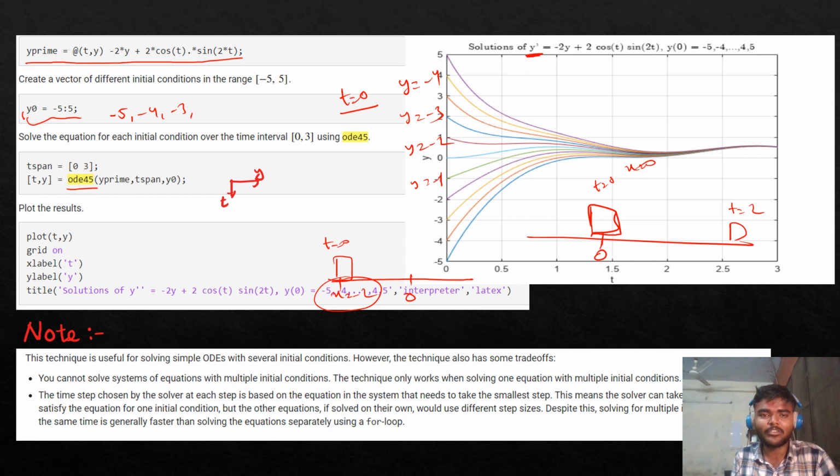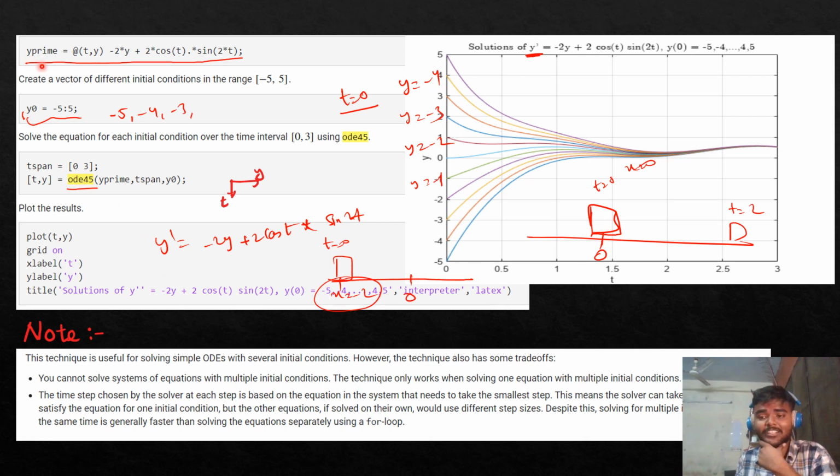So minus 2y plus 2 cos t. So this is the single order only. So you have to write this RHS side, right? So you have to assume like y dash is, so this is our differential equation, -2y plus 2 cos of t plus 2 cos of t into sine 2t. So this is our differential equation we have to solve. Okay. So in this condition, we have to change every time. We have to change the initial condition. So this is the thing we have to write.